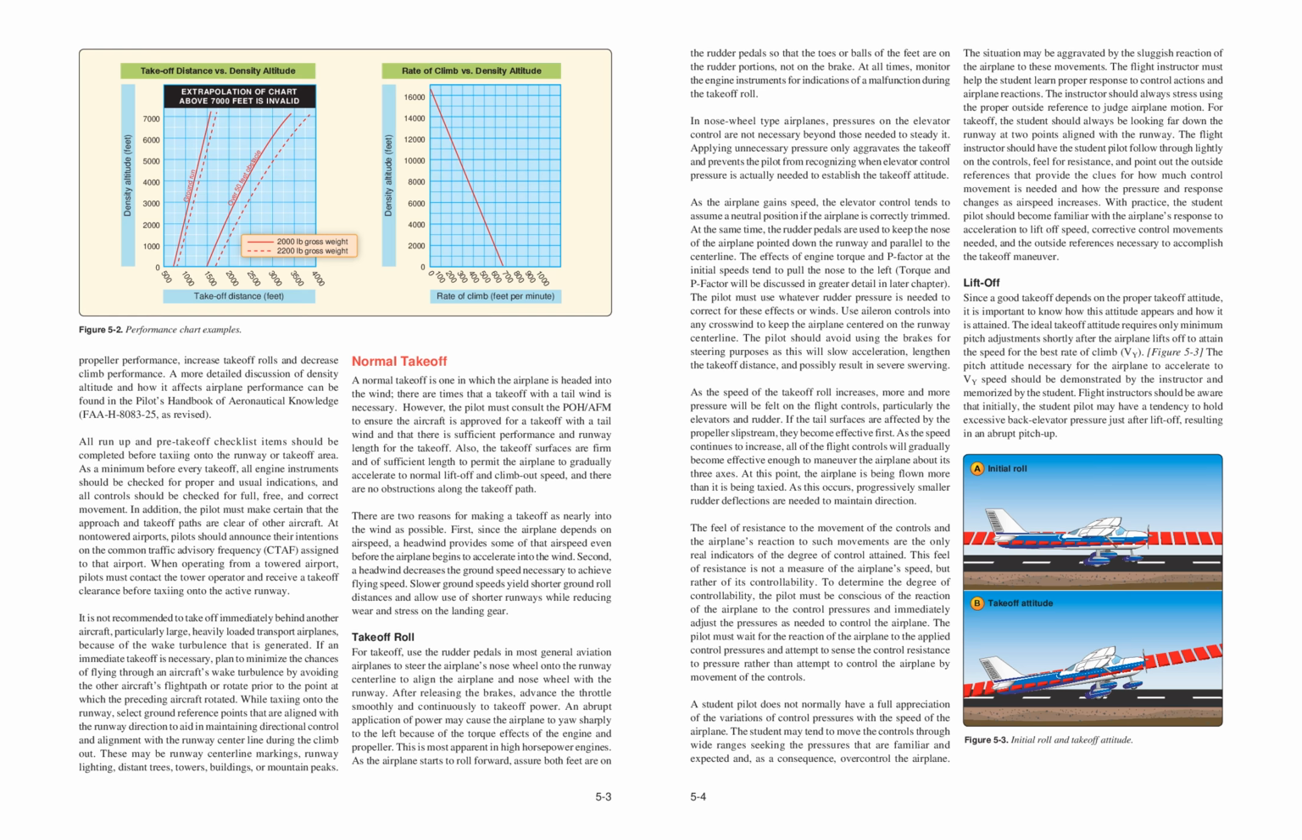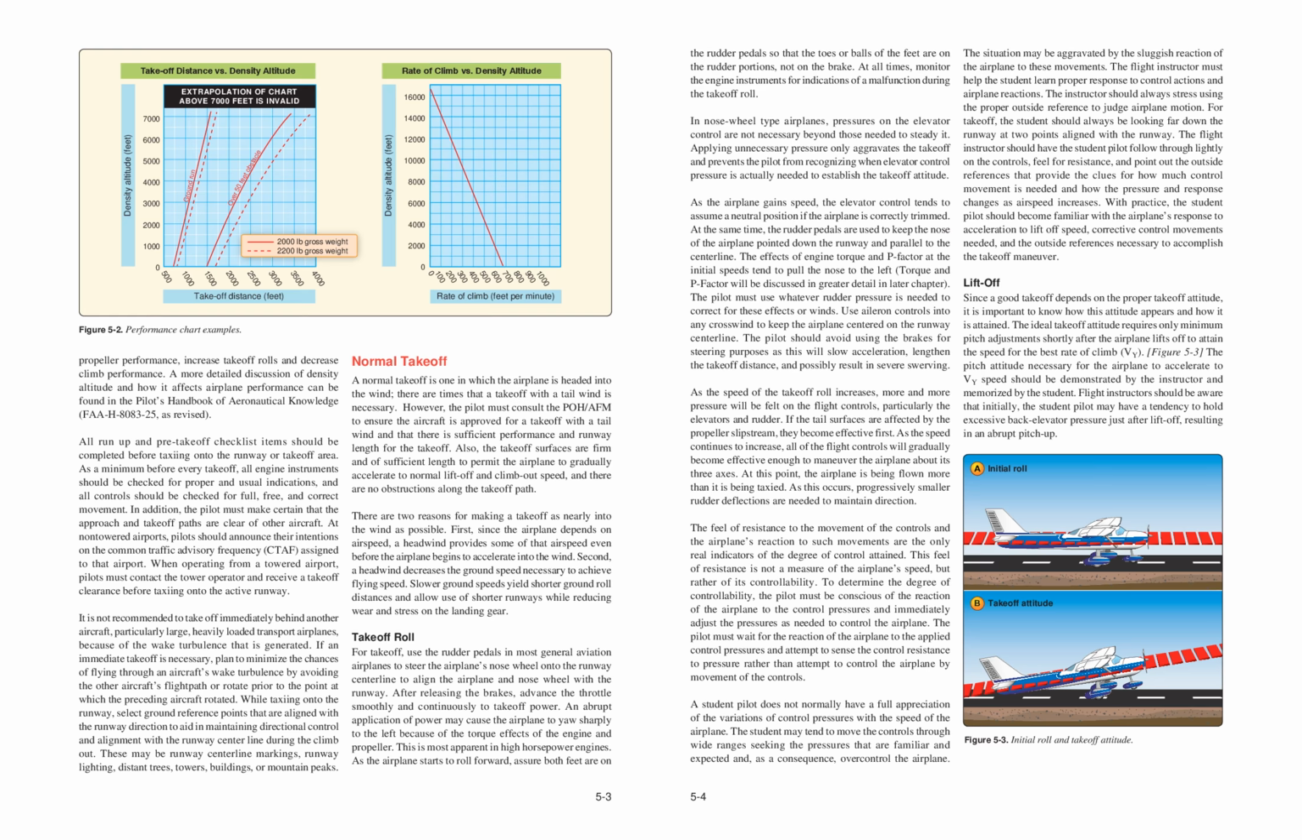Normal takeoff. A normal takeoff is one in which the airplane is headed into the wind. There are times that a takeoff with a tailwind is necessary. However, the pilot must consult the POH/AFM to ensure the aircraft is approved for a takeoff with a tailwind and that there is sufficient performance in runway length for the takeoff. Also, the takeoff surfaces are firm and of sufficient length to permit the airplane to gradually accelerate to normal liftoff and climb out speed, and there are no obstructions along the takeoff path.